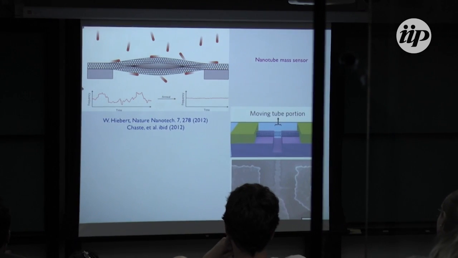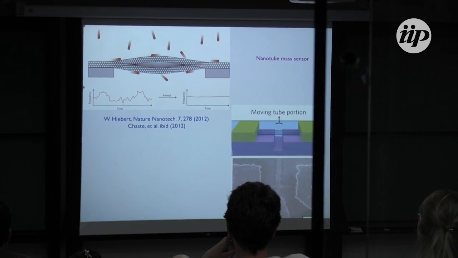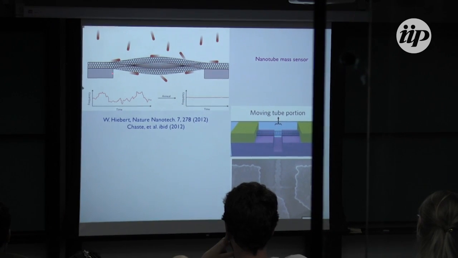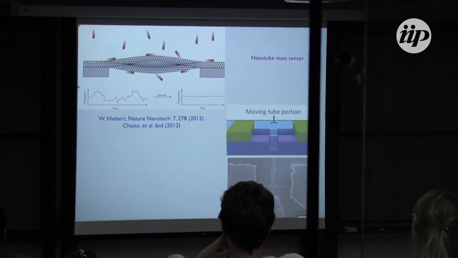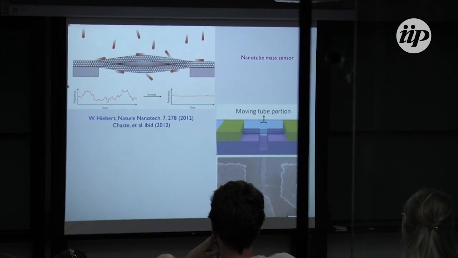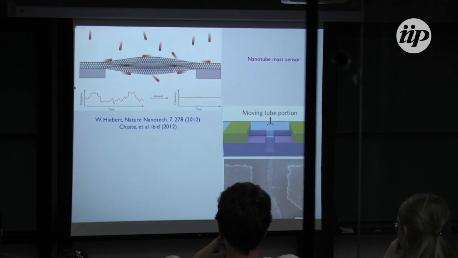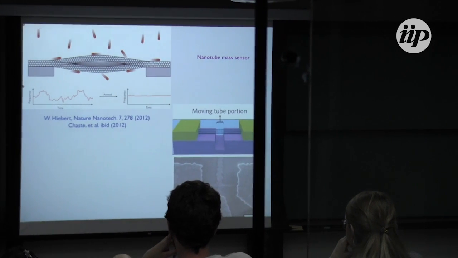Other systems which are relevant and motivating for our theoretical studies are these sort of systems where some small structure like this suspended nanotube is traversed by a current, and there is a strong coupling between the vibrational degrees of freedom, the mechanical degrees of freedom, and the charge flowing there.